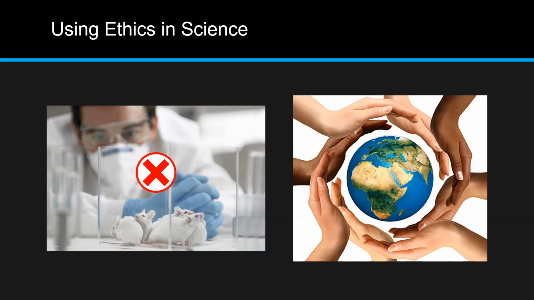Instead, scientists should use ethics and think about the harm that their experiment could cause to living things and the environment before they conduct the experiment. When they stop to think, they could come up with solutions for impacting the environment in a more positive way. If scientists consider the environmental impacts of an experiment before conducting it, they are using ethics.